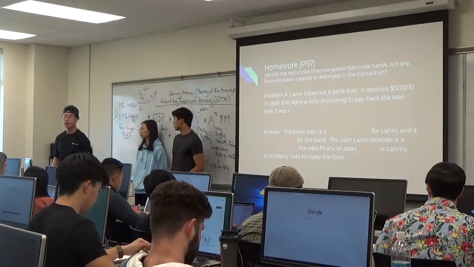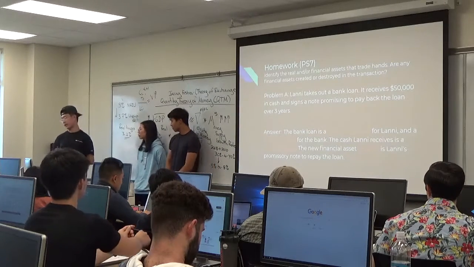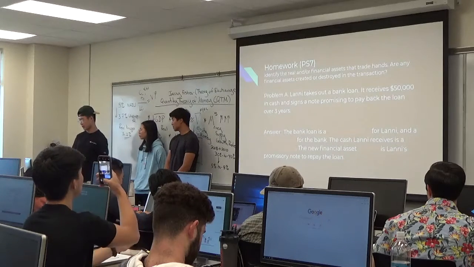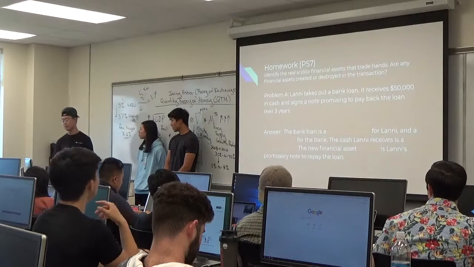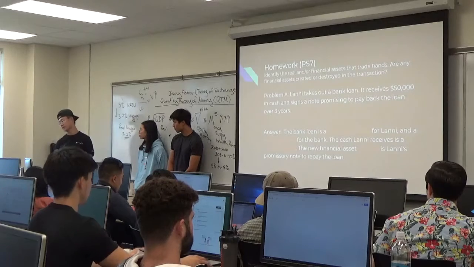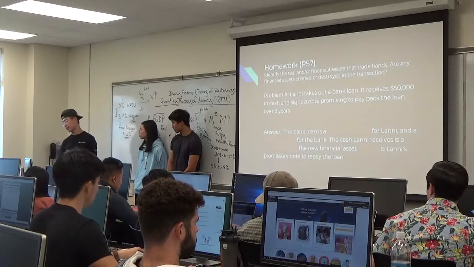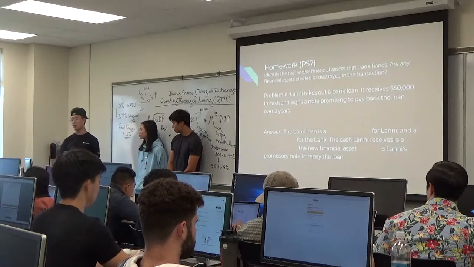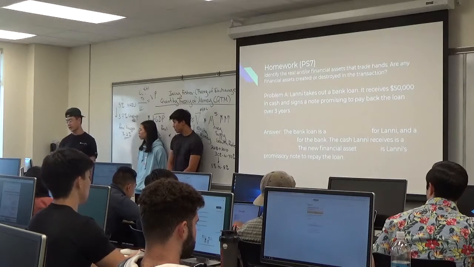Yeah, the homework problem from the book went over the different financial assets and whether these financial assets were created or destroyed in different scenarios. So for scenario A, a firm takes out a bank loan, receives $50,000 in cash and signs a note promising to pay back the loan within years. Basically, the answer was the loan was a financial liability for the borrower and a financial asset to the bank.